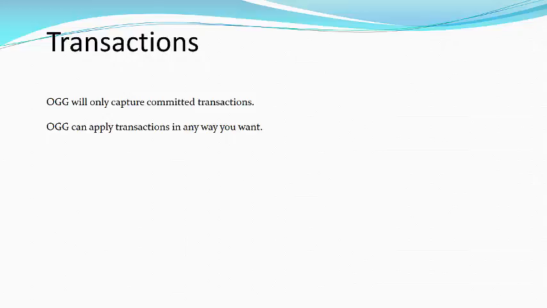After the transaction has been captured and written to trails, you can apply it any way you want. If you have a source table that has 3 columns and your target table has 5 columns made up of a variety of other columns and so on, go for it. If you have a source table that has 10 columns and your target tables are only interested in 3, cool. It will do that for you. So you can apply it any way you want.